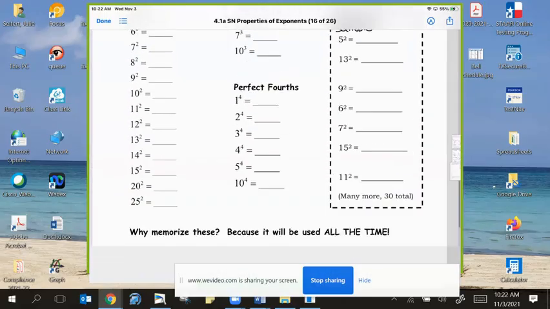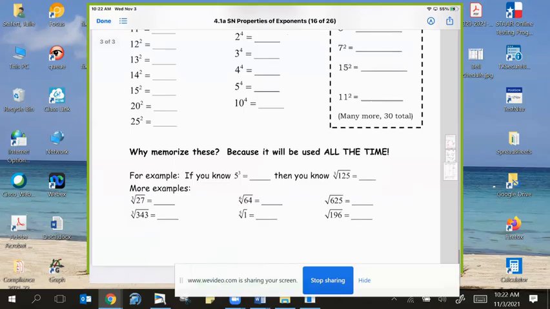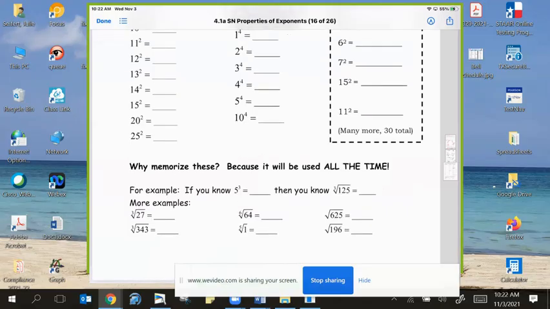Now, you're thinking, why do we have to do this? Because it's going to be used all the time. I'm exaggerating a little when I say all the time, but not much. If you know that 5 to the power of 3 is 125, then you can very easily find the cube root of 125 because it's 5.